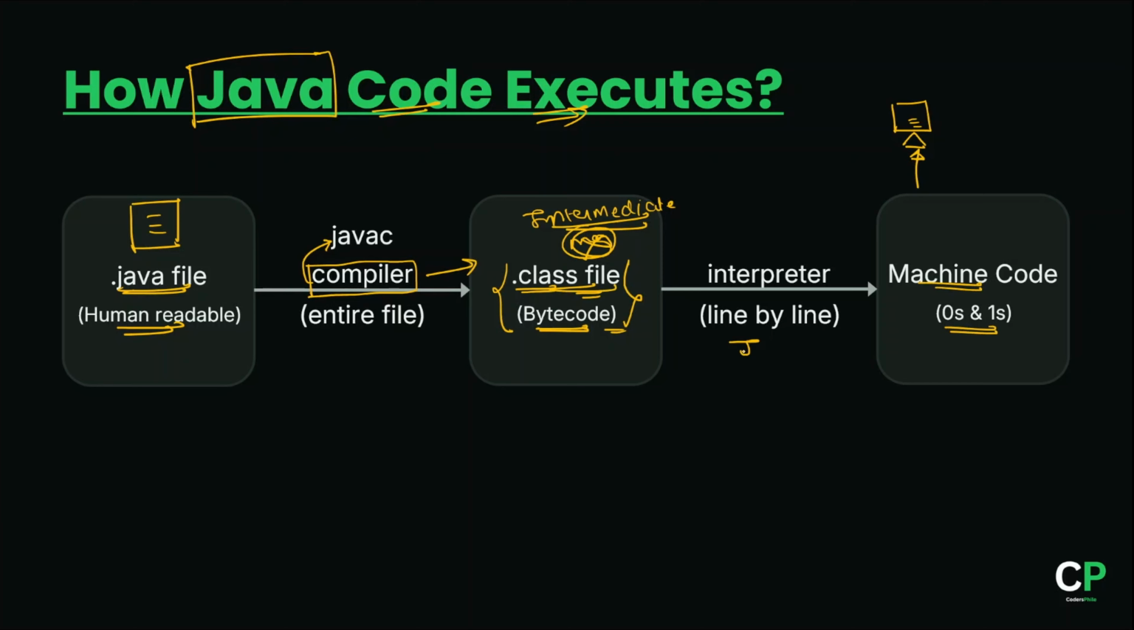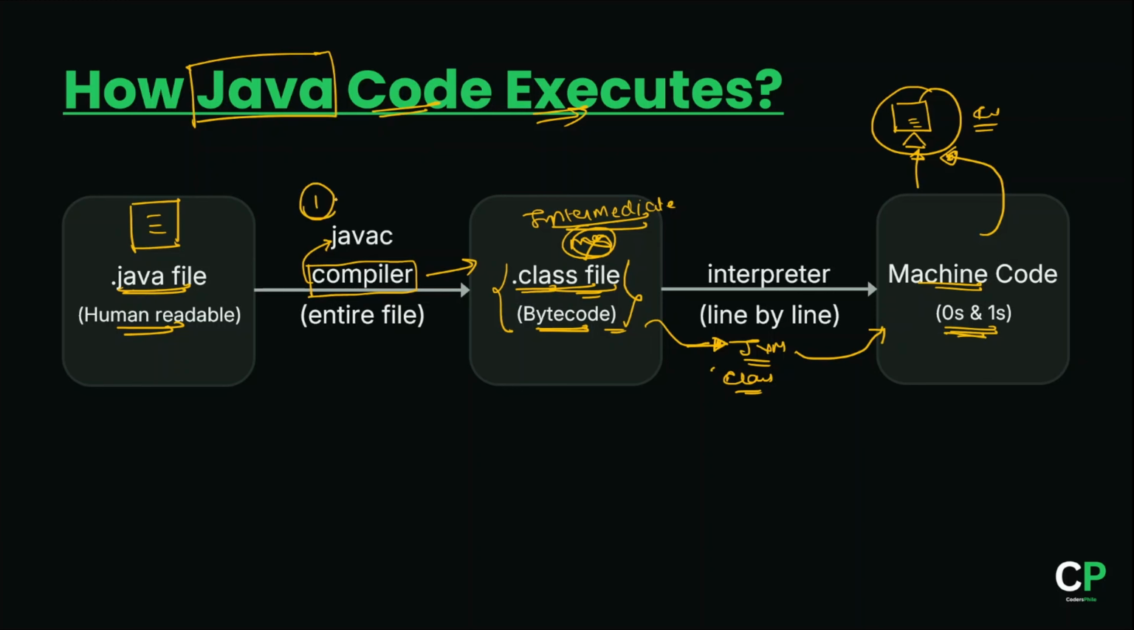So here comes the JVM. The JVM comes and takes this .class file and interprets it into the machine code line by line, and now this machine code can be easily executed by the computer. So this is the whole process of how Java code executes.